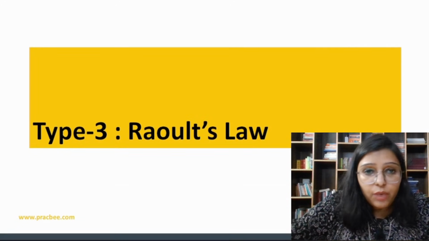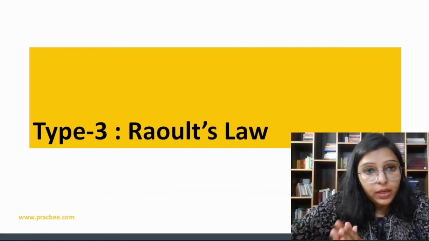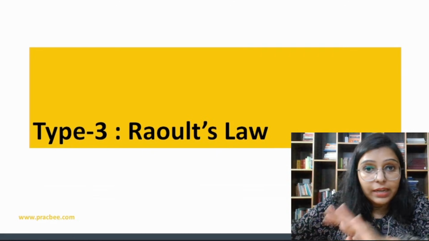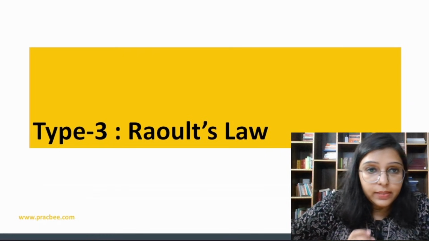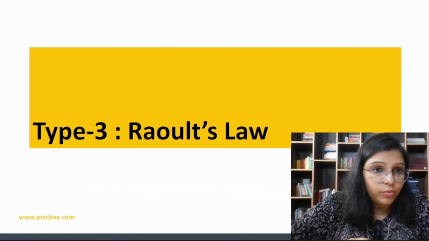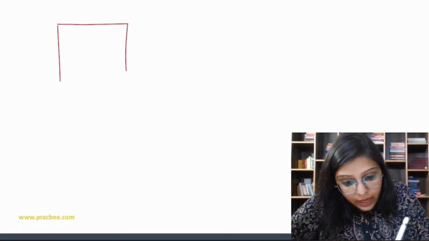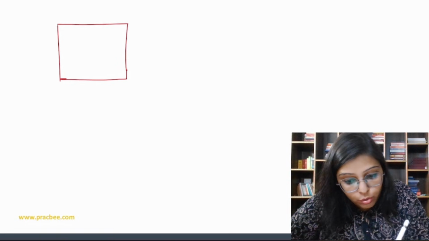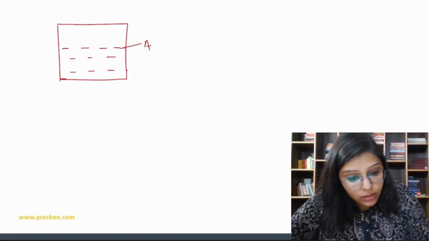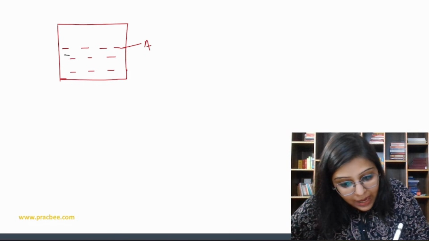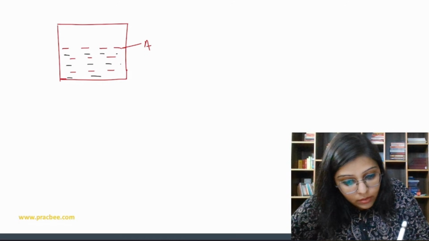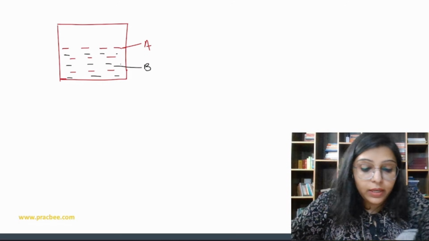That's it. Now we are moving to the next topic in which we discuss some questions, that is Raoult's law. So let me write some important formulas and then we will solve questions. So what is Raoult's law? Suppose we have two liquids, right? We have a mixture of liquids. So this is A liquid and this black one is B liquid, right?